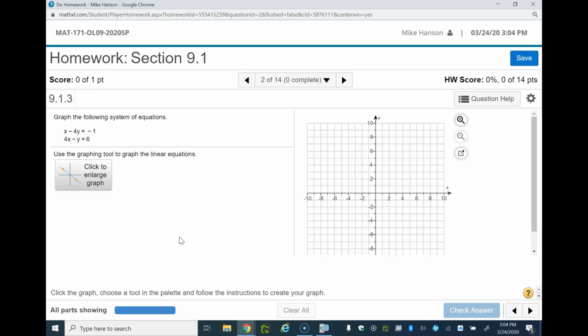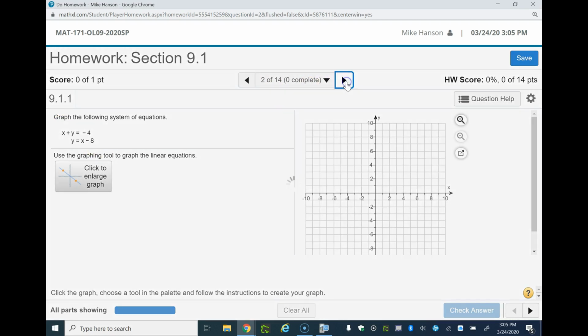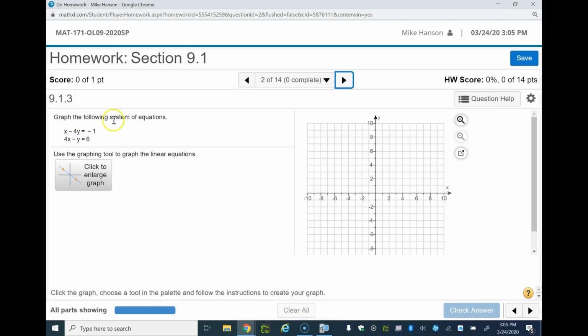With this video, I want to go over 9.1 to help you get through section 9.1 of MyLabsPlus. Let's start with question 2. I think the first few problems in MyLabsPlus are going to have the same directions, where you need to graph these system equations using these tools.